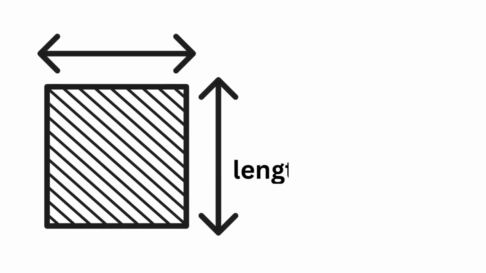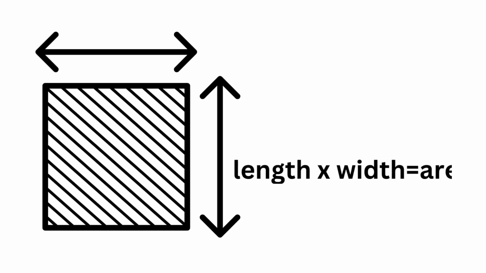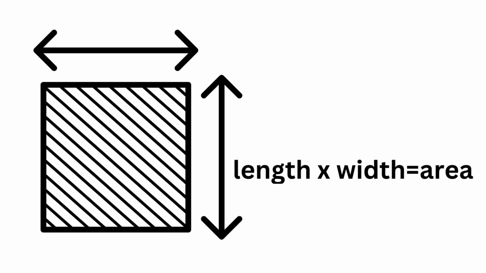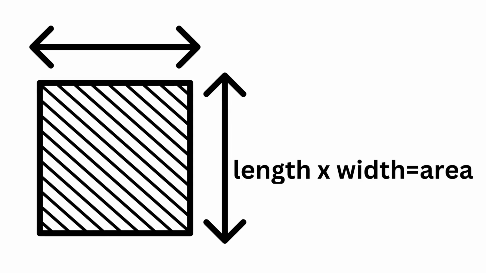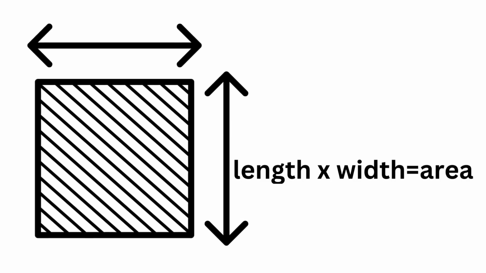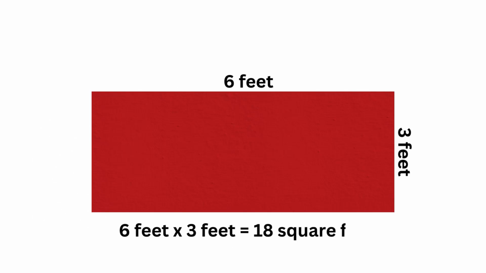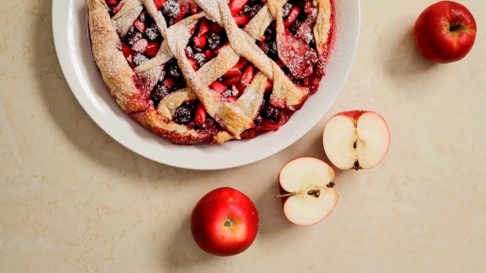Now that we've helped our shape friends find their areas, let's recap what we've learned. We dove headfirst into the world of squares and rectangles, discovering that to find their area, we simply multiply the length by the width. So if you have a rectangle that's 6 feet long and 3 feet wide, you'd have an area of 18 square feet. Simple as pie, right? Now let's sprinkle in some fun facts.